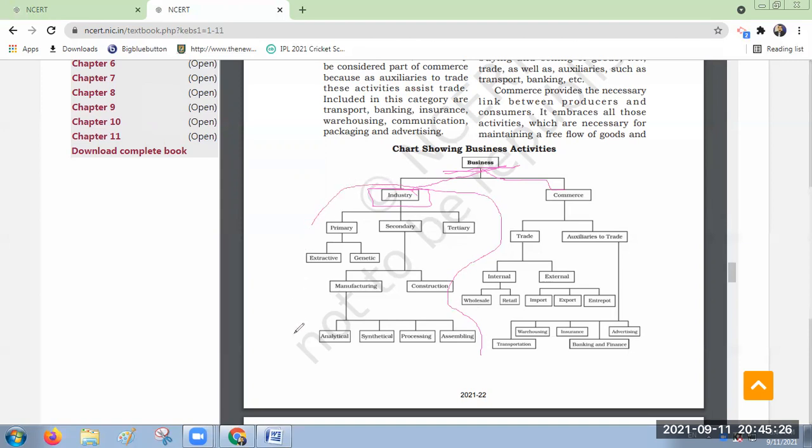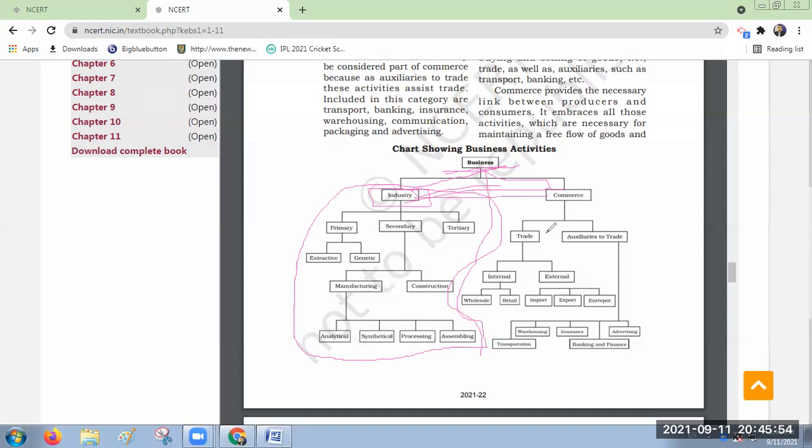These are various types of industries. If you only produce and keep the goods with yourself, that is of no use. You have to sell them, you have to transport them. That is what is done by commerce. Business is fundamentally divided into two types: one is industry and the next one is commerce.